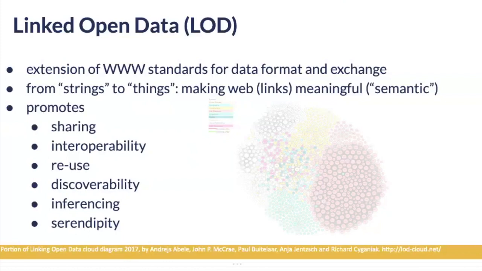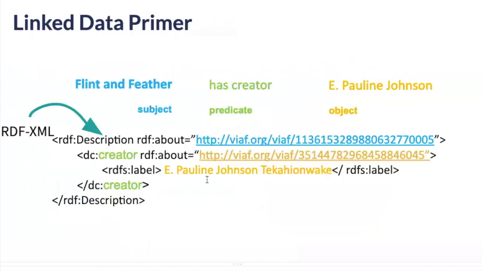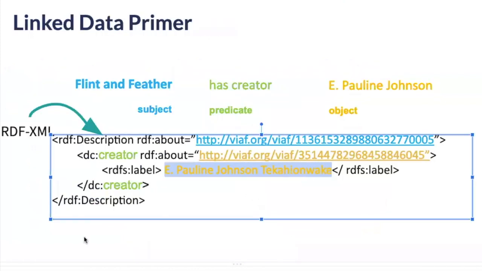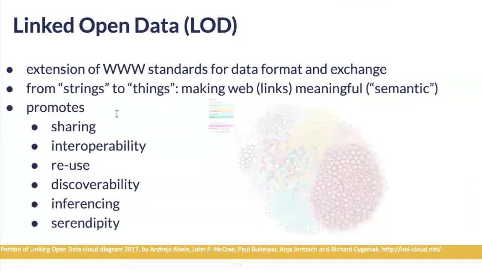This is the move from a string, which is hard for a computer to understand, to these URIs for concepts and for concrete people that can help computers make meaning. And of course, because it's open, it does promote sharing, interoperability, reuse, discoverability, inferencing, and even serendipity. I hope in this workshop series we will eventually have some linked data and serendipity workshop from Kim Martin, who works on this subject.